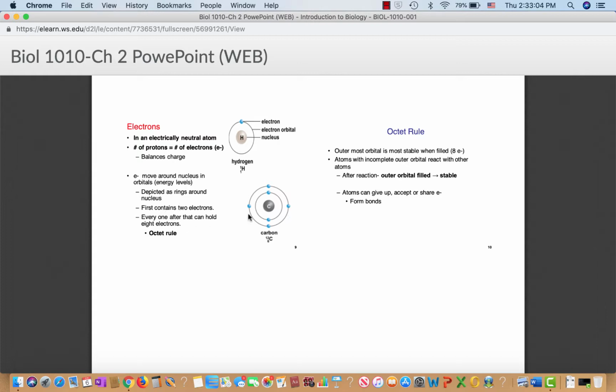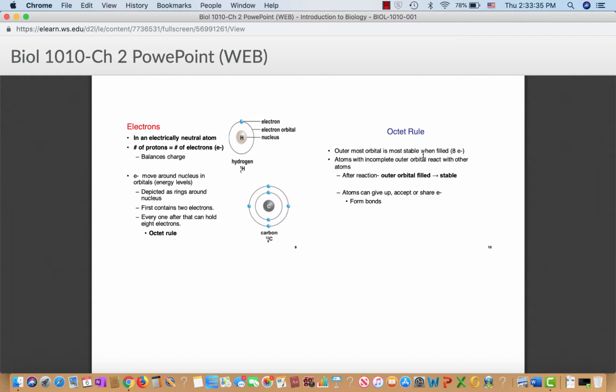Few things you need to know. The first shell here always contains 2 electrons, and then every other one will hold up to 8. So carbon here, as you can see in its outermost shell, has 4 electrons, meaning it needs 4 more, or needs to give up 4, either way, for its outermost shell to be completed. And that means carbon is perfectly willing to form 4 bonds at any given point in time.